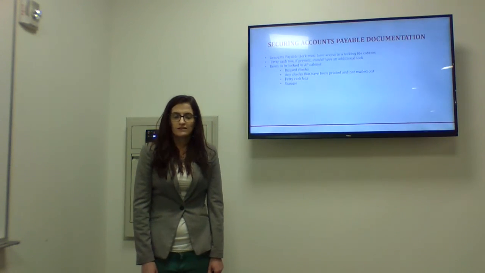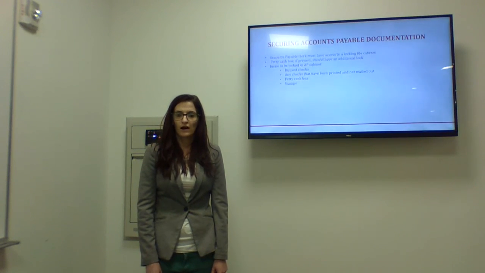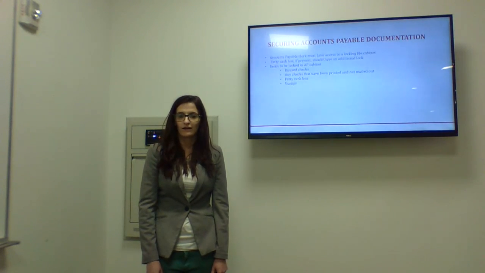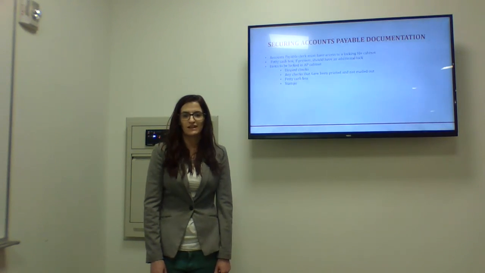By putting all of these controls in place, hopefully your company can prevent accounts payable fraud and not end up in the same situation as the city of Dixon, Illinois.